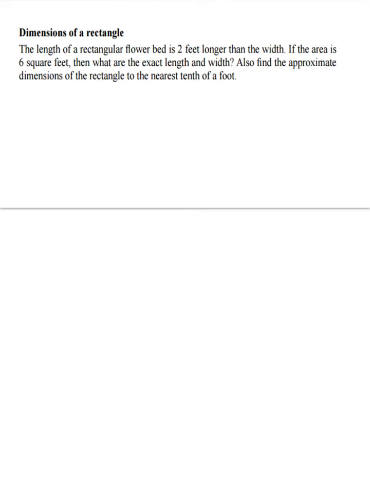Okay, since the video is getting long, I'm not going to go over it step by step, but I'm going to give you a general sketch of this problem, and then I'll try to put up the solution later on. So let's read the problem first. Dimensions of a rectangle. The length of a rectangular flower bed is 2 feet longer than the width. If the area is 6 square feet, then what are the exact length and width? Also find the approximate dimensions of the rectangle to the nearest tenth of a foot.